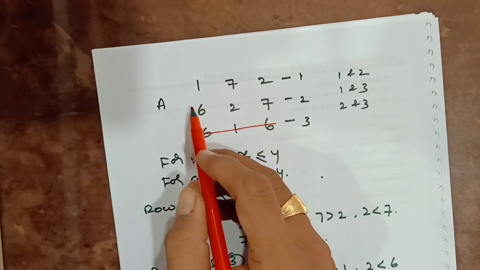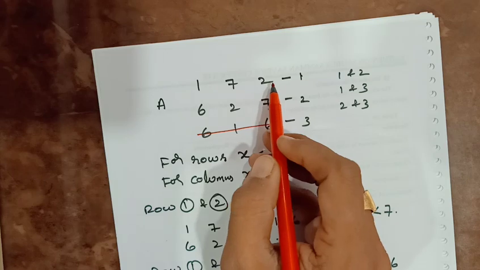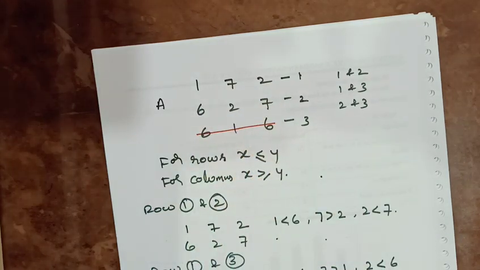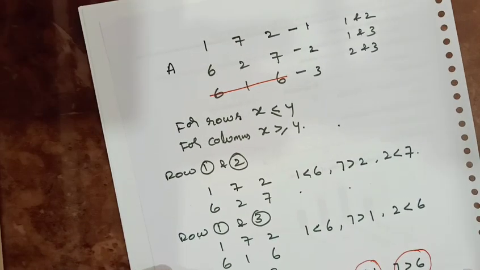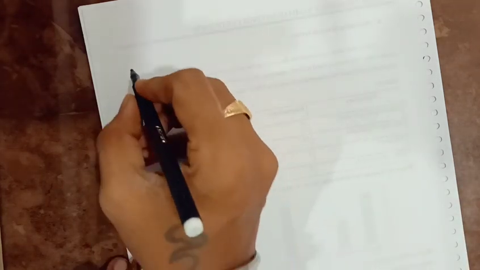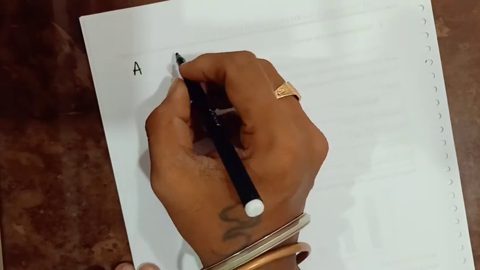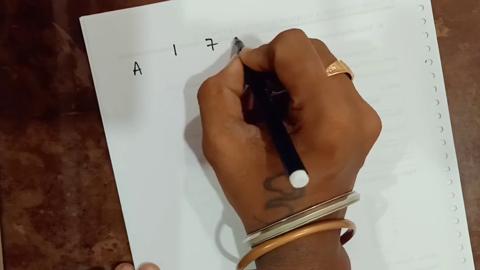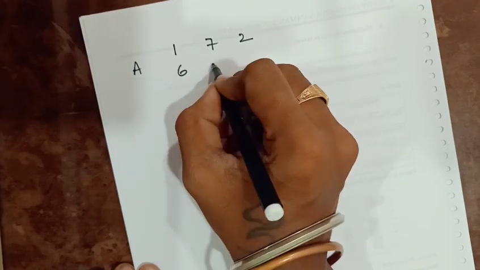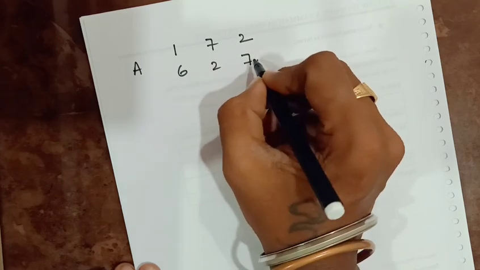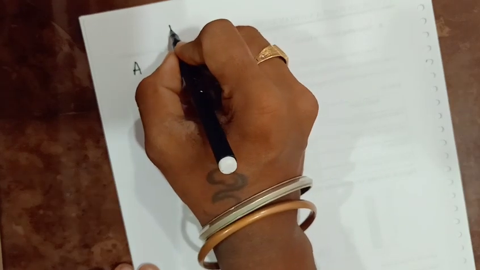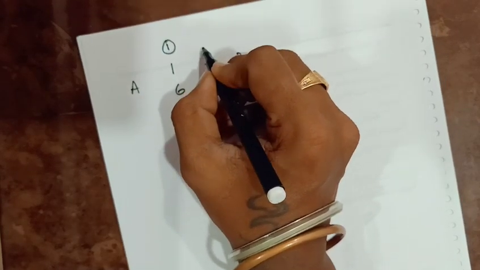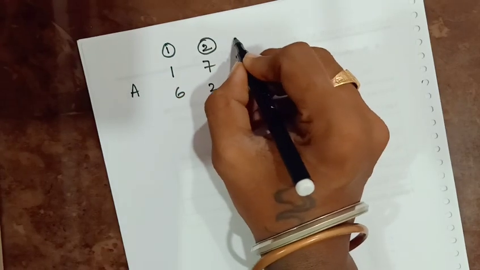So now we will be having 1, 7, 2 and 6, 2, 7. Taking the 2 rows, what are the 2 rows now? Player A is having 1, 7, 2 and 6, 2, 7. Here I am considering columns 1, 2 and 3.